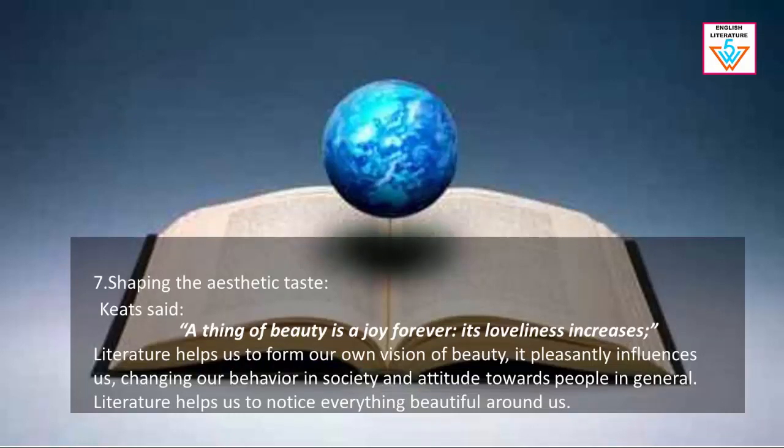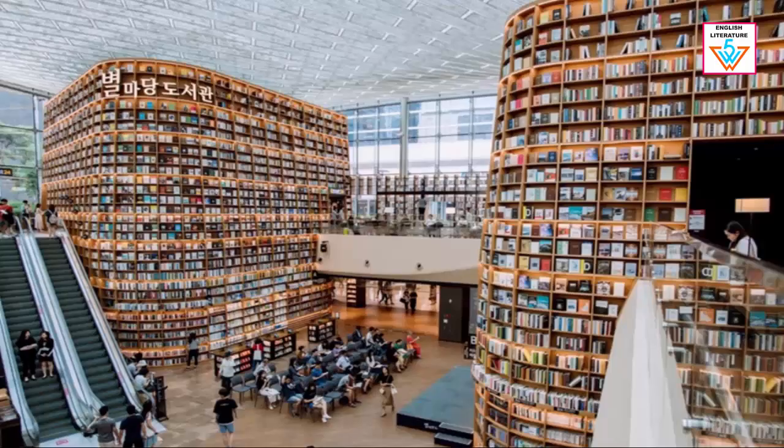Number 7, shaping the aesthetic taste. Keats said, "A thing of beauty is a joy forever. Its loveliness increases." Literature helps us to form our own vision of beauty. It pleasantly influences us, changing our behavior in society and attitude towards people in general. Literature helps us to notice everything beautiful around us.